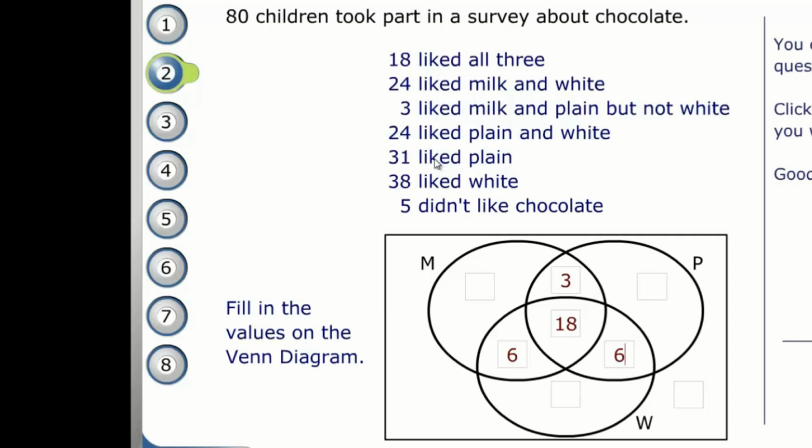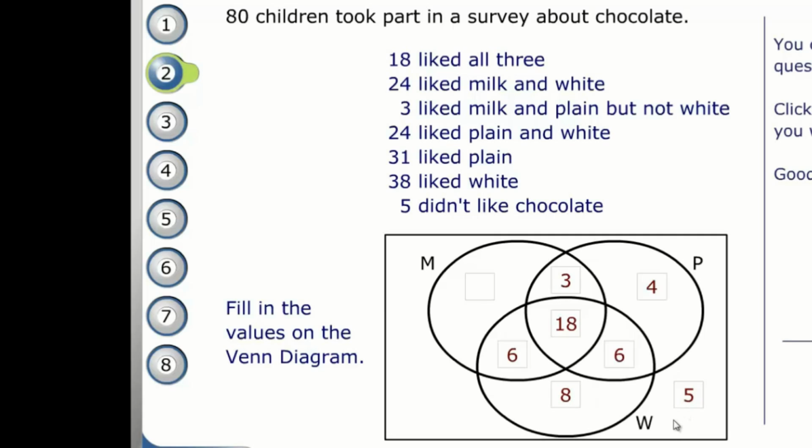31 like plain. So if 31 like plain, how many have we already got accounted for here? 27, so there must be 4 in there to make 31. 38 liked white. Well, we've got 18, 30 altogether, so there must be 8 there. And 5 didn't like chocolate.